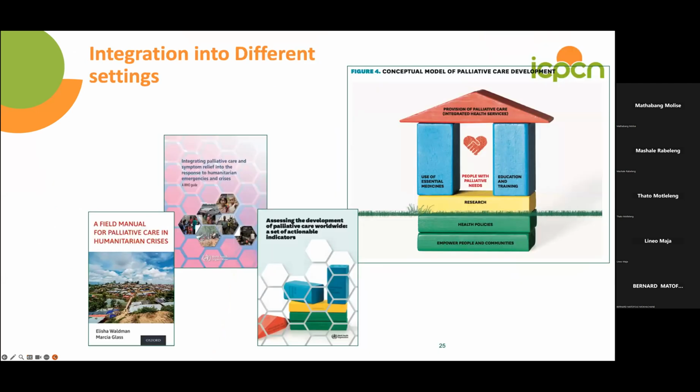So it's really important, just as we finalize, that we integrate children's palliative care into different settings. And there's a wide range of resources on our website looking at how you do this, giving links to some of these materials.